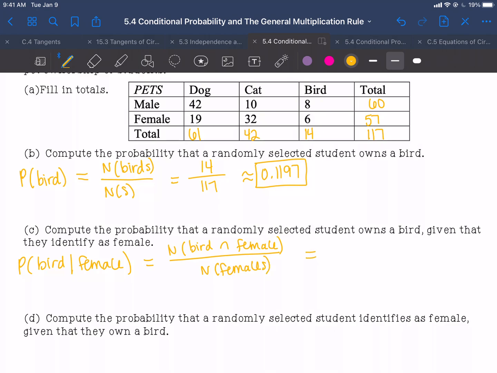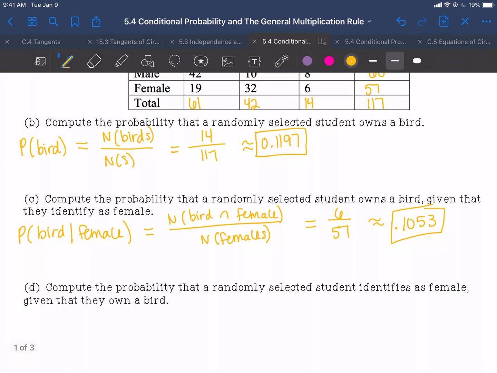So, looking at the number that own a bird and is a female would be 6. Out of the total number of females would be 57. That's approximately 0.1053. Okay, so again, when you're just looking at the table instead of writing out the formula, you're thinking, okay, what's the probability it's a bird given it's a female? Well, I know it's a female, so I know there's 57 students. Out of those 57, 6 own a bird, and that's how we get to our 6 over 57.